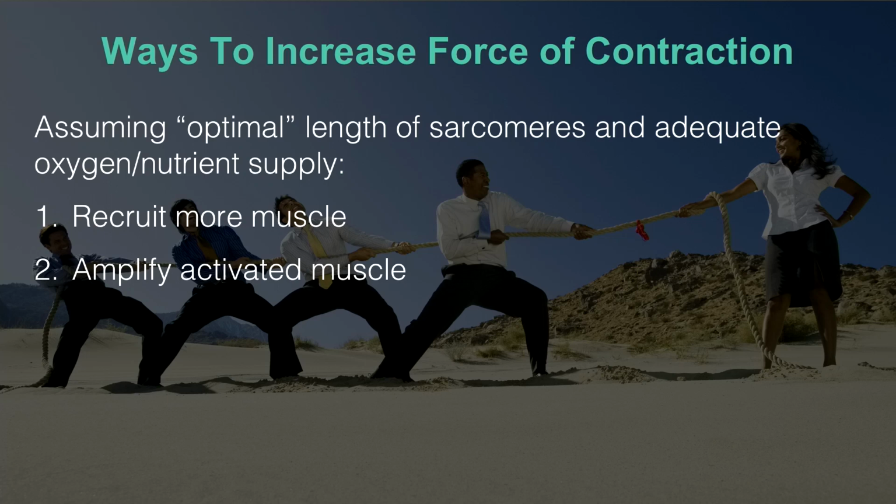One way is to increase the amount of muscle activated. So part of your muscle might be engaged if you lift a cup off the desk or a pen and start writing. You don't need a lot of force for that. But if you have a heavier object, you need more force, and so first of all, you can activate more of the muscle. That's one way to increase the force of contraction.